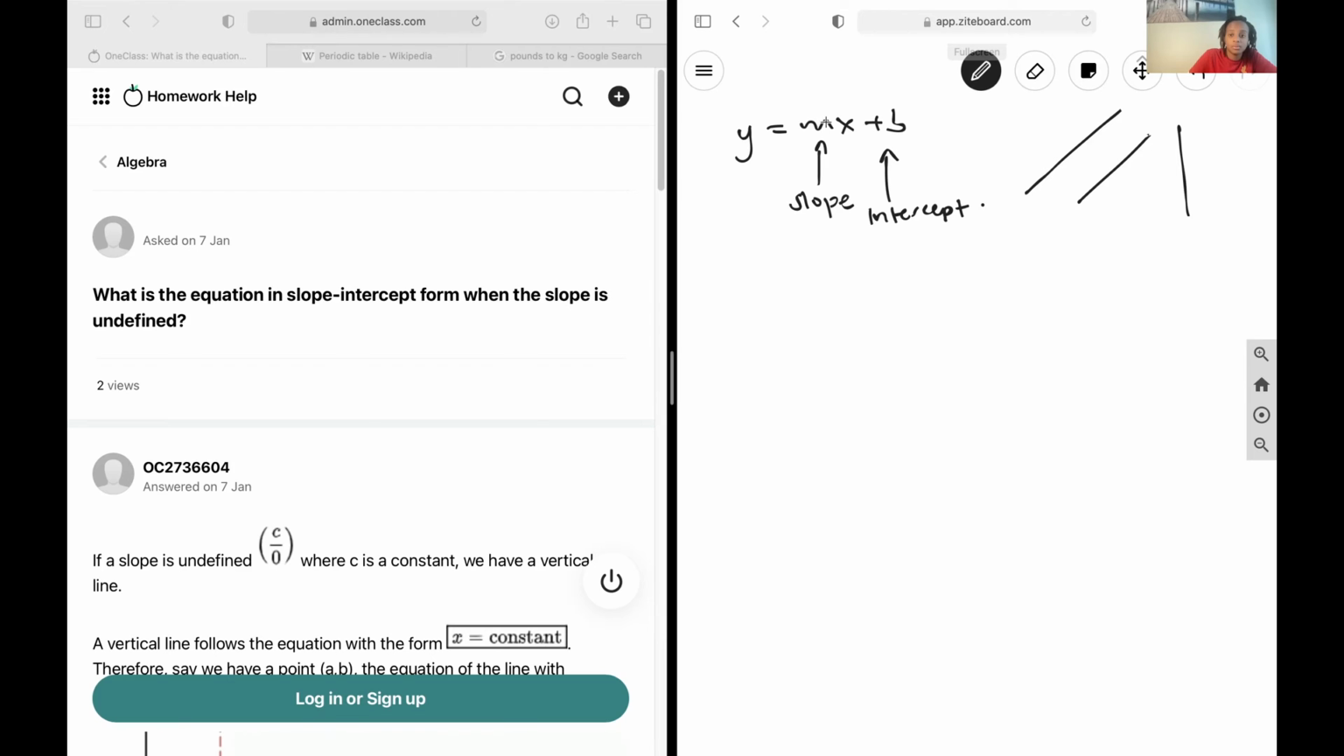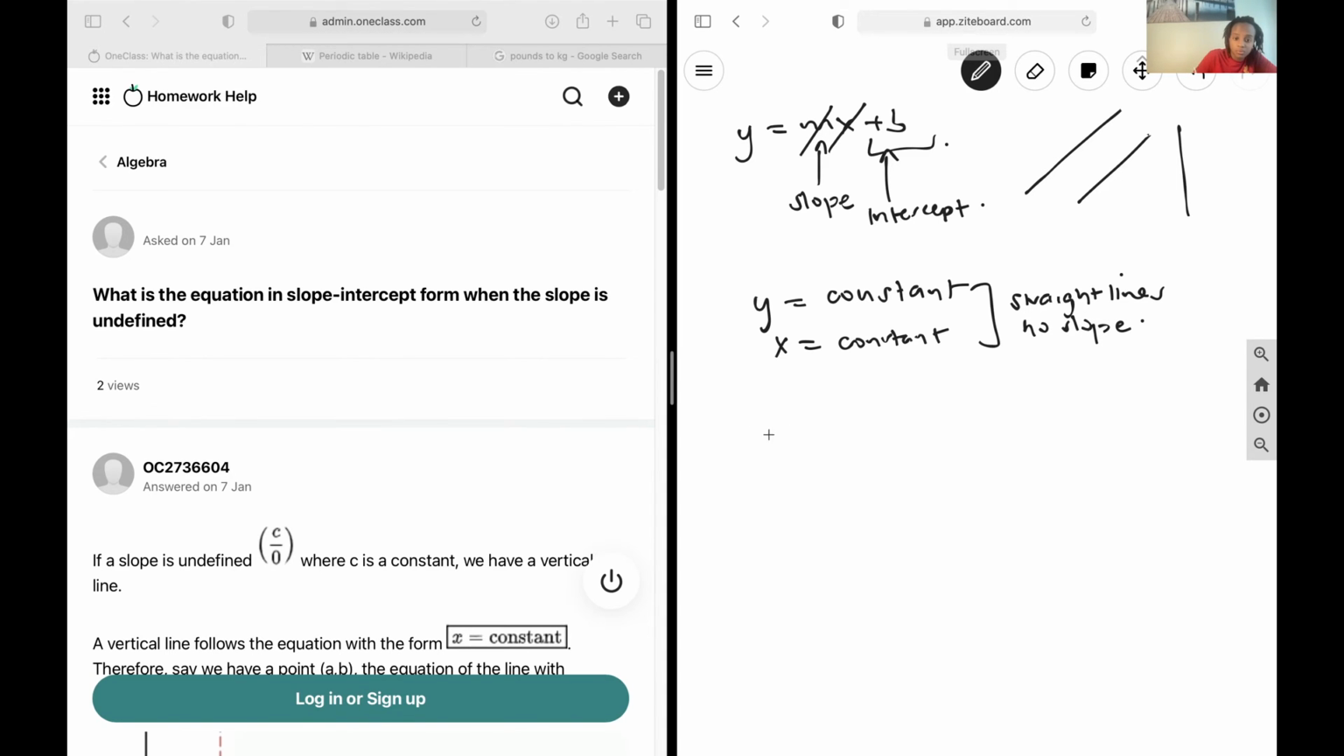And so that would mean that we don't have a slope, so we're not multiplying x by anything, so it just leaves b. And so that would be the form that y is equal to a constant, or alternatively x is equal to a constant, both of which are straight lines with no slope. And so for the y is equal to a constant situation, that looks like this. So y is just equal to a constant. And then for the x is equal to a constant, we have just that. Let's say it's equal to the constant d. And so that's it for this question.